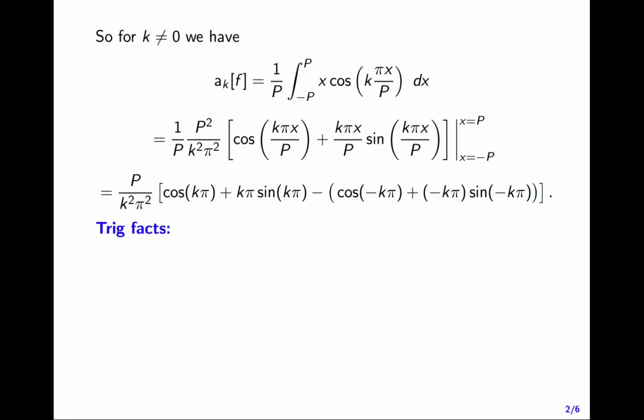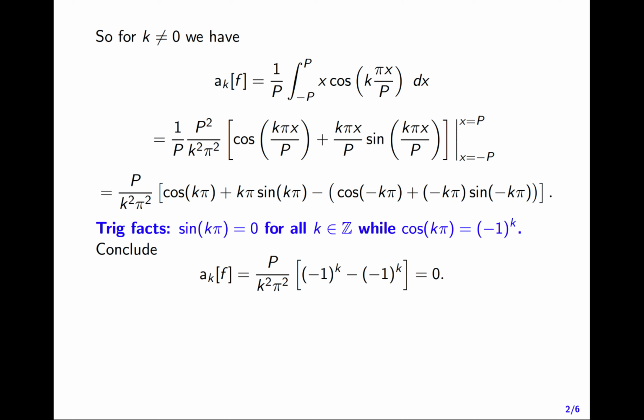Now here I need a couple of trig facts, and these are absolutely essential for you to know for any kind of Fourier series calculation. You can always recover them by thinking about the unit circle and doing some scratch work, but I would encourage you to commit these to memory. First of all, sine of k pi is equal to 0 for all integers k, and cosine of k pi is equal to minus 1 to the k for all integers k. So let's think about jumping around the unit circle in steps of pi each time, and you'll get these.